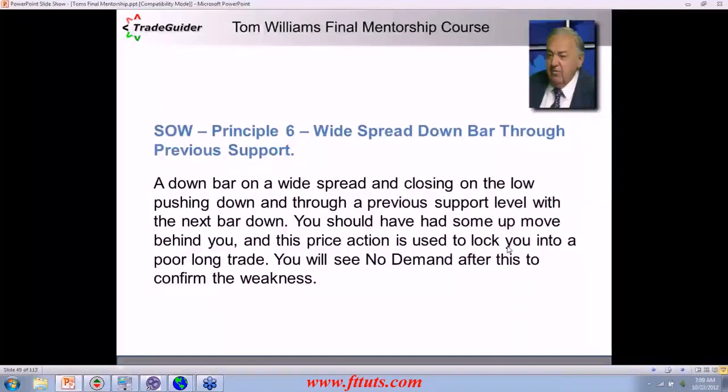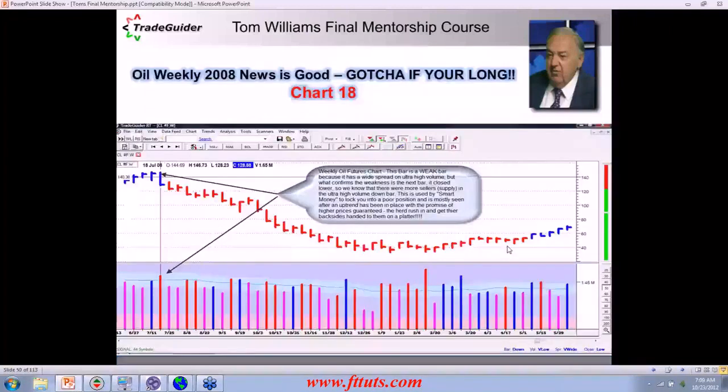Okay, now there we go, the gotcha bar, principle 6, the widespread down bar through support. A down bar on a wide spread and closing on the low, pushing down and through a previous support level with the next bar down. Now you should have had some sort of up move behind you, and this price action is used to lock you into a poor long trade. You'll very often see no demand after this has happened, and also sometimes before.